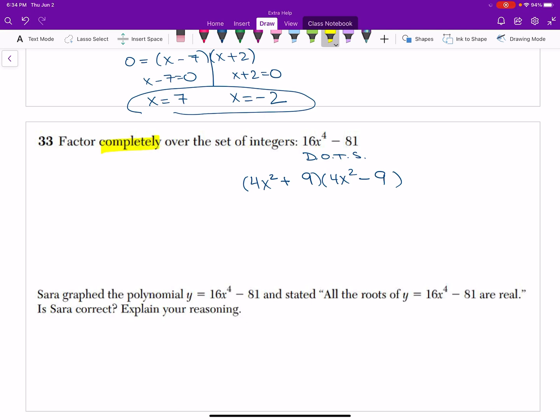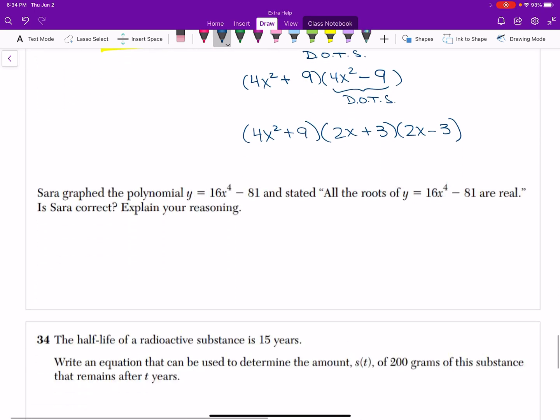It does say to factor completely, in which case we're still not done because the last parenthesis is DOTS again. The first one is not DOTS because D stands for difference, which means subtraction, and that first parenthesis is addition, not subtraction. So the first parenthesis, 4x squared plus 9, comes down. The 4x squared minus 9 breaks up as 2x plus 3 and 2x minus 3. There is our final answer for the first part.